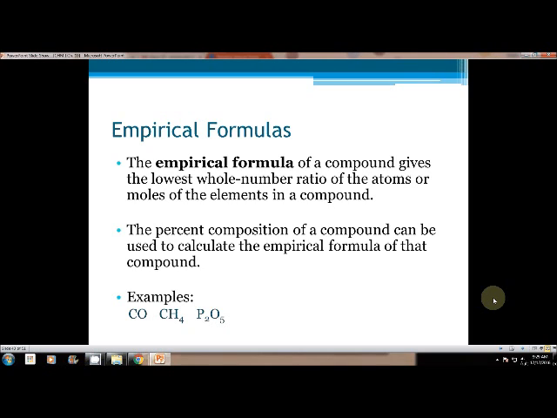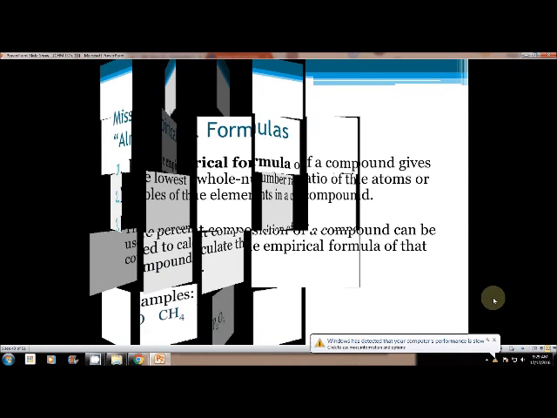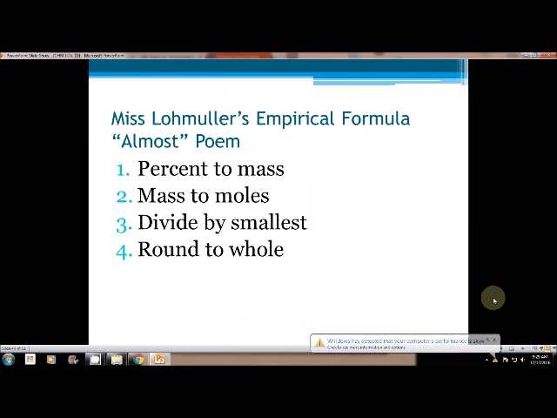Some examples are carbon monoxide, where there's 1 and 1. When you look at the subscripts, the only thing that they're all divisible by, all the subscripts in the compound, would be a 1. So for my poem, this is to help you figure out how to go about doing this.